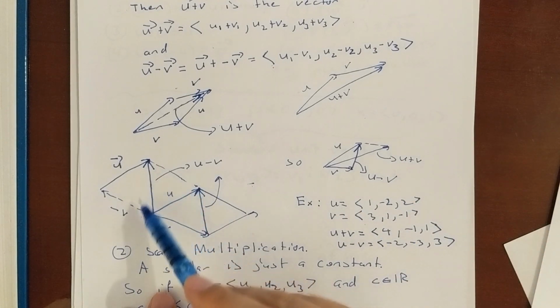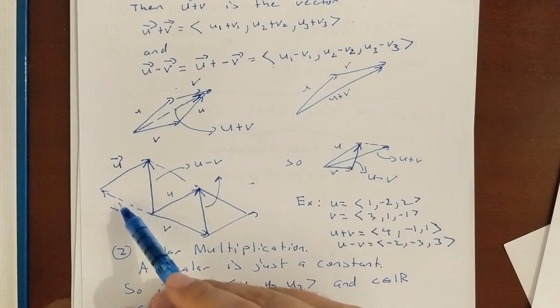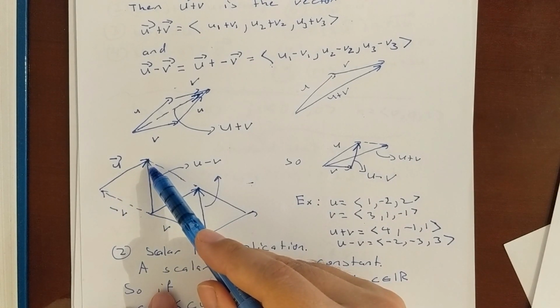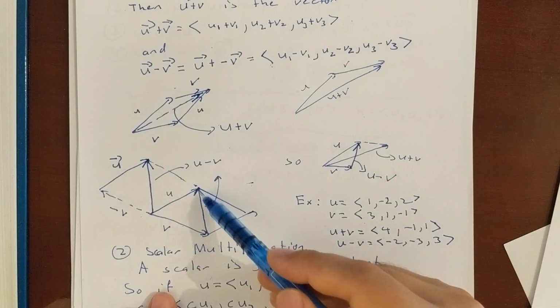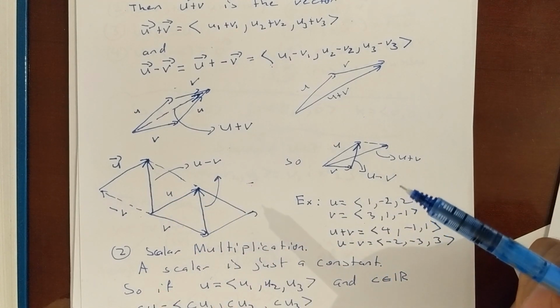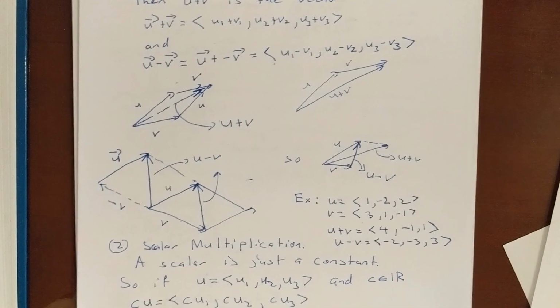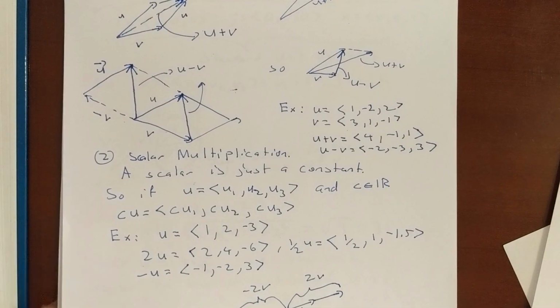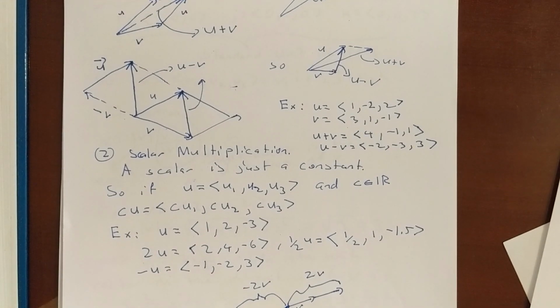Why? Just stare at this for a second again. This would be minus v, add u to it, you get u minus v, which is this diagonal. Well, it's going to be the same as this diagonal because they're exactly parallel. Okay? So addition and subtraction are pretty simple. You just do them component-wise. If you had to guess, that's probably the first thing you would have guessed anyways. Okay? The next thing we're going to do is scalar multiplication.